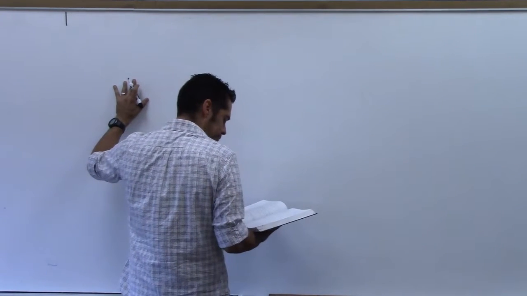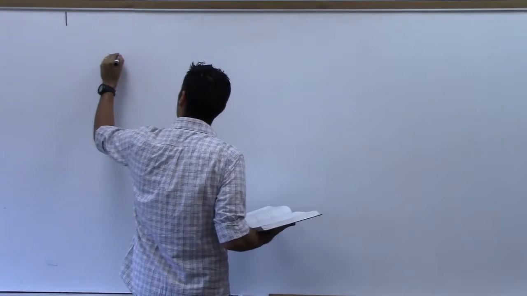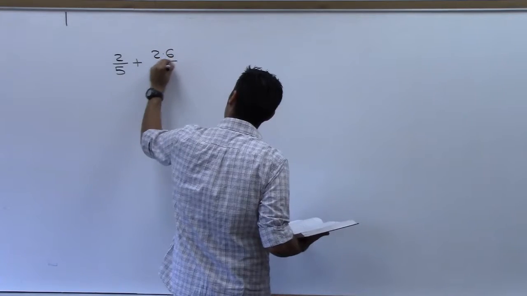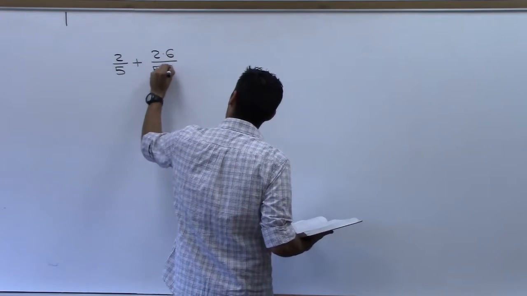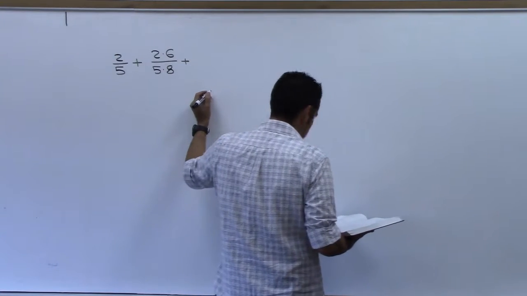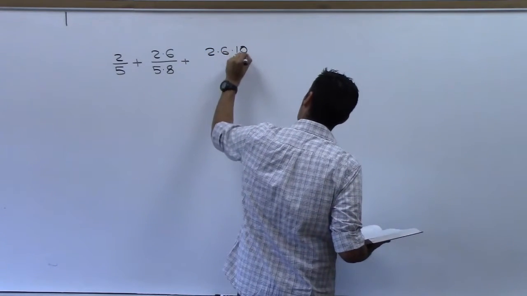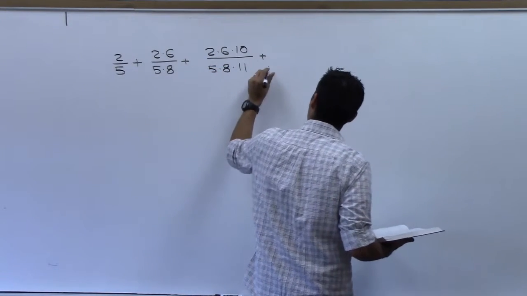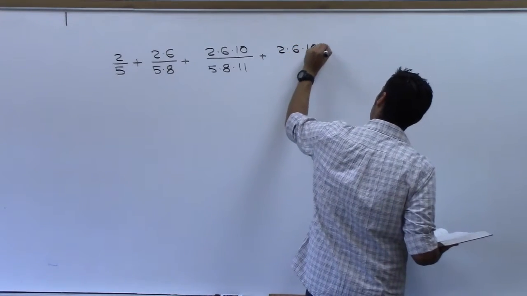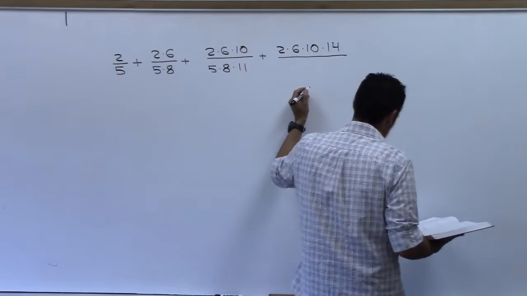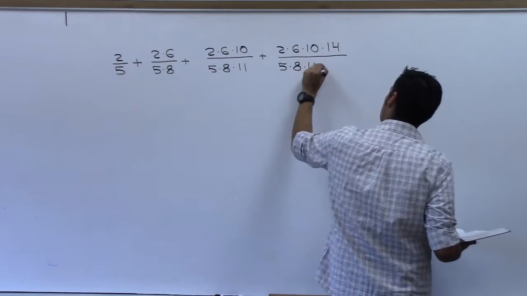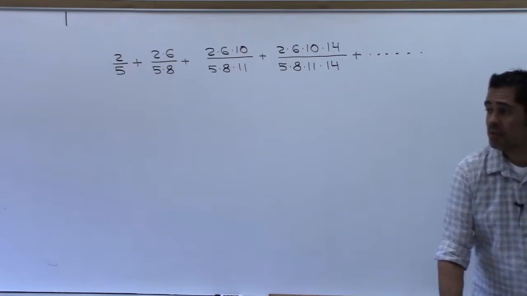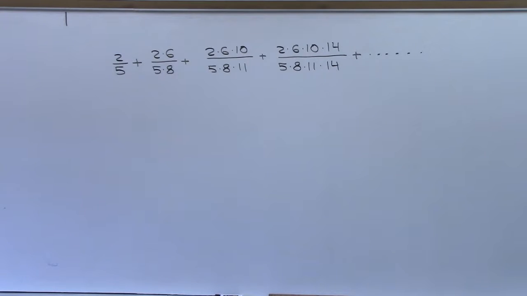So here we go. 38 says you have 2/5 plus (2 times 6) over (5 times 8) plus (2 times 6 times 10) over (5 times 8 times 11) plus (2 times 6 times 10 times 14) over (5 times 8 times 11 times 14) plus dot, dot, dot. And the question is, does this converge or diverge? All right?